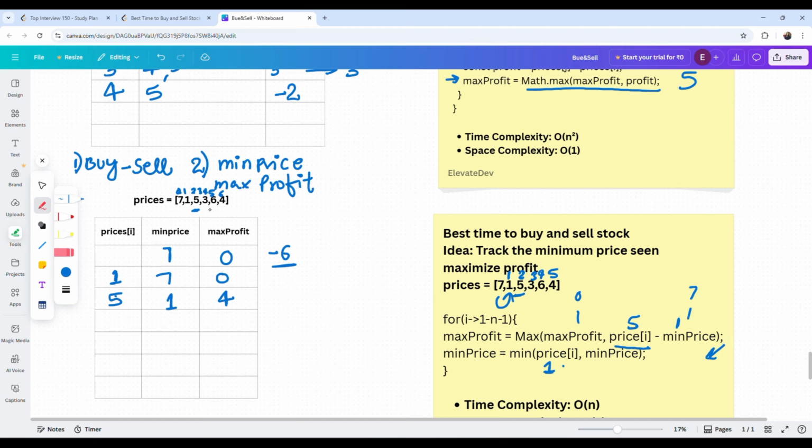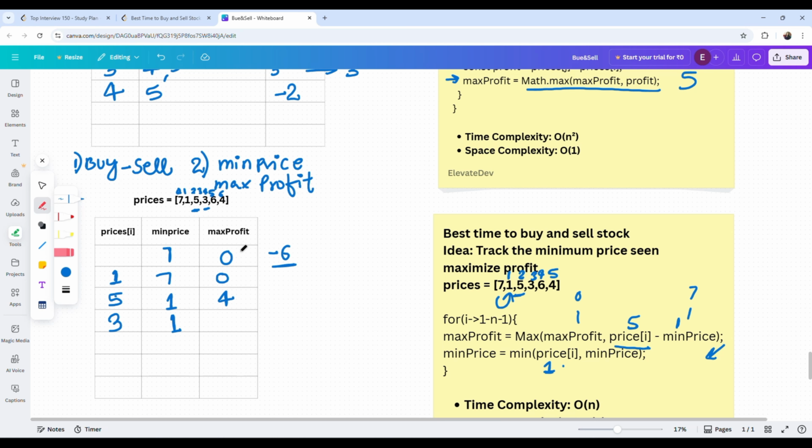Now my i will move forward, and it will pick the 3. So 3 is going to get picked, price 3, like array index 0, 1, 2, 3. At the third index, we have the value 3. We have minimum price as 1 only. Quickly compute the profit: 3 minus the price 1. 1 is the buying price, 3 is the selling price. 3 minus 1 is 2.